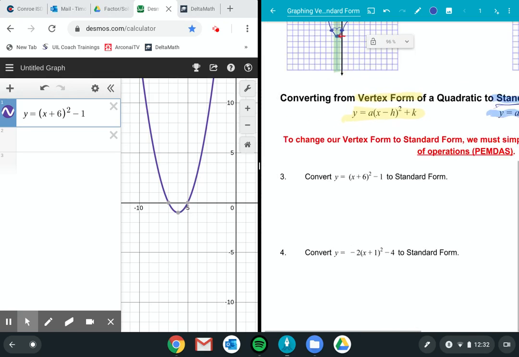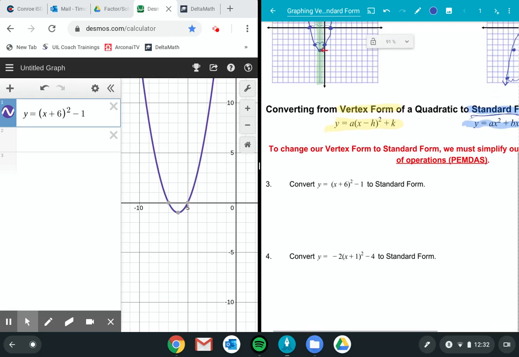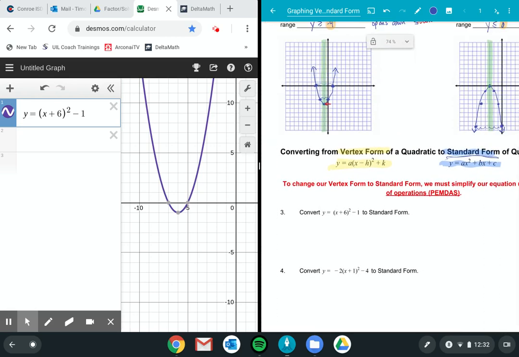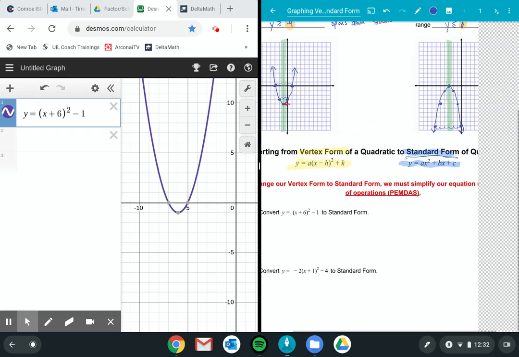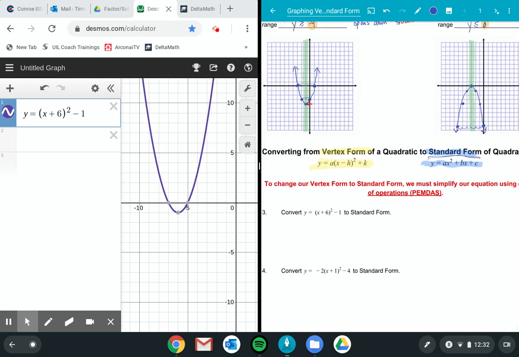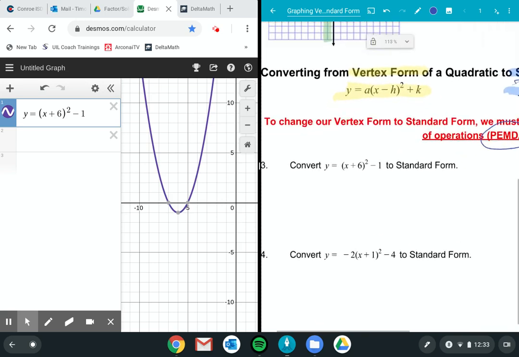So to change our vertex form into standard, I have to simplify the equation, which means I want to get rid of all the parentheses. I want to combine all my like terms and just get terms in an equation that I can't combine anymore. There should be nothing else in the problem that I can combine or multiply or distribute, all that stuff, which is really us following our order of operations, also known as PEMDAS. So that's what I'm going to follow here.